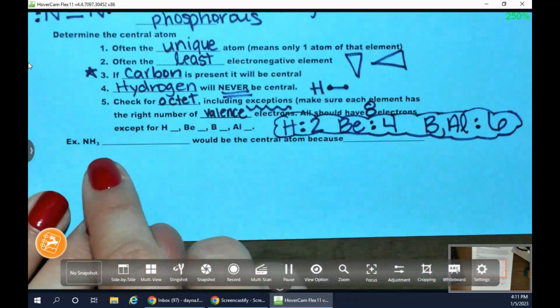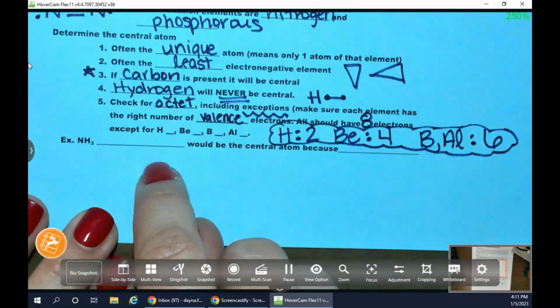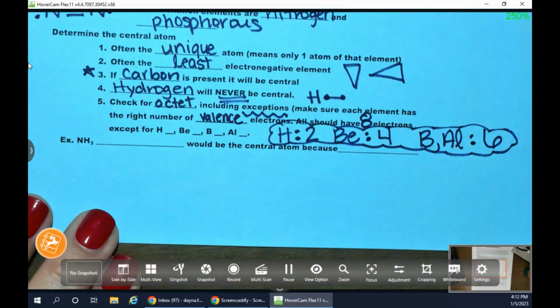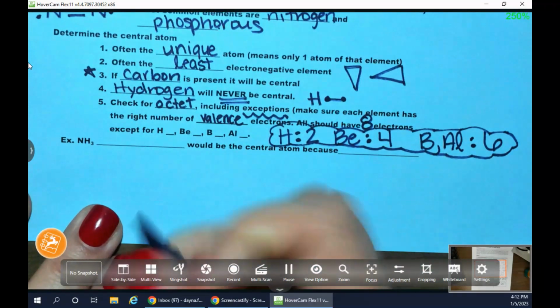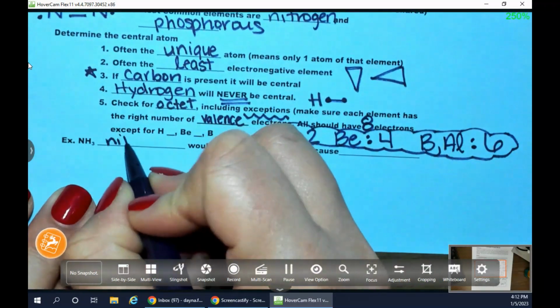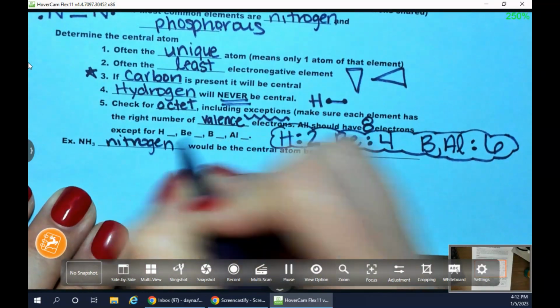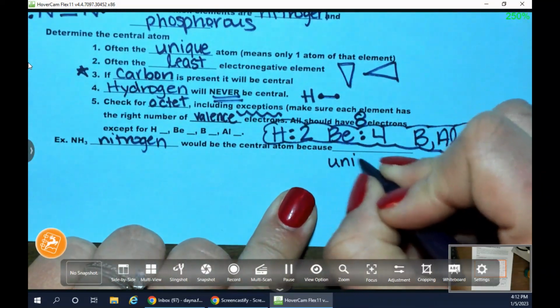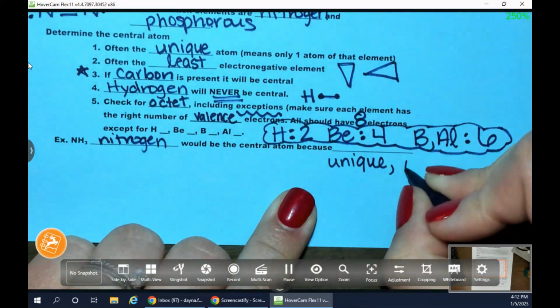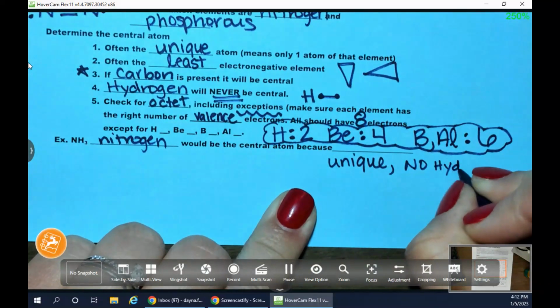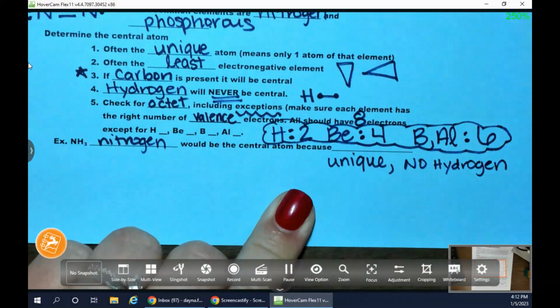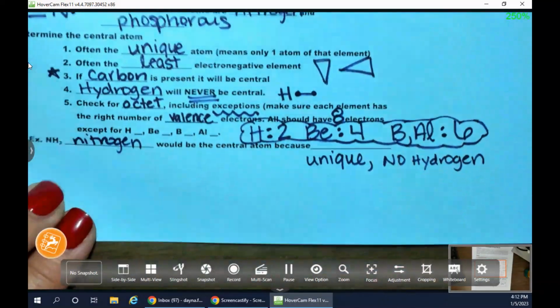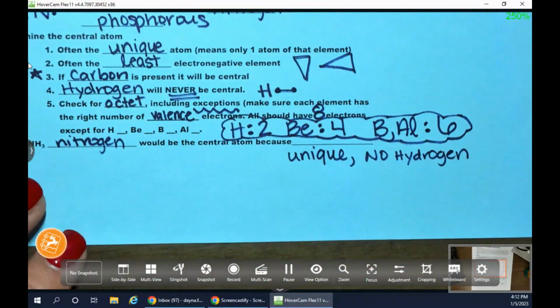So just to make sure we got what we needed. In NH3, who's going to be in the center? Nitrogen, good. So go ahead and put nitrogen. And the reason why is because it is unique, and it's not hydrogen. Both of those reasons tell us that nitrogen will go in the center.